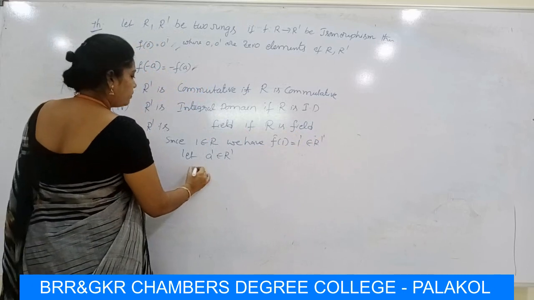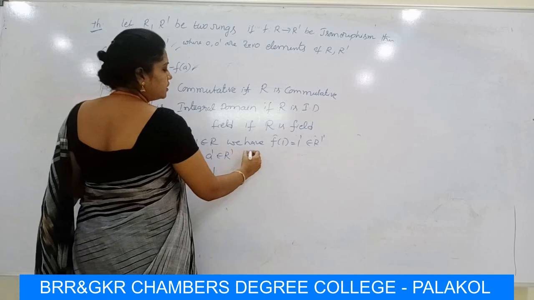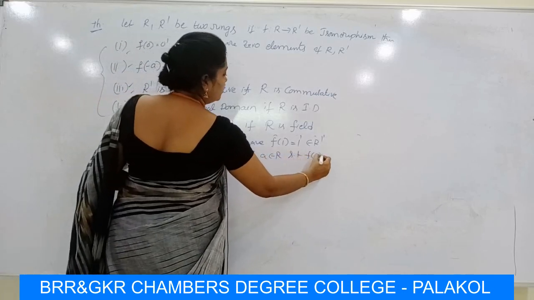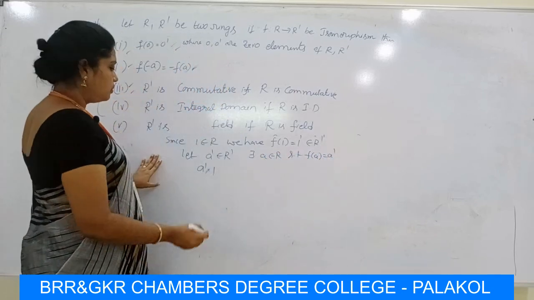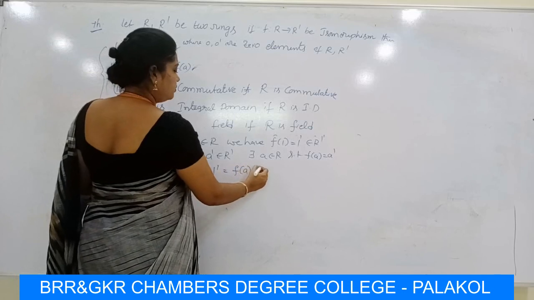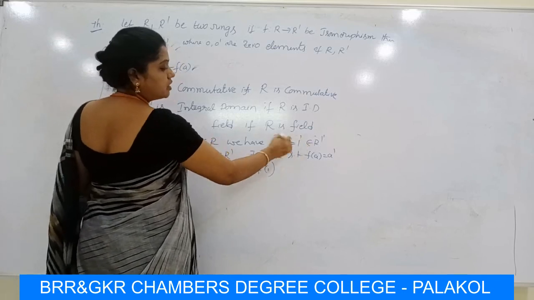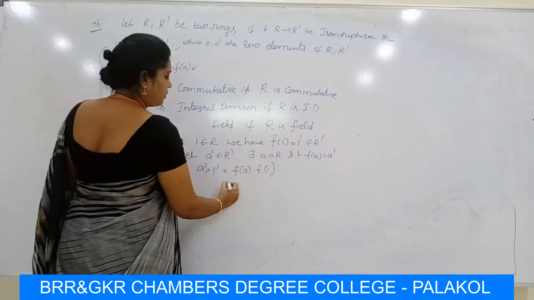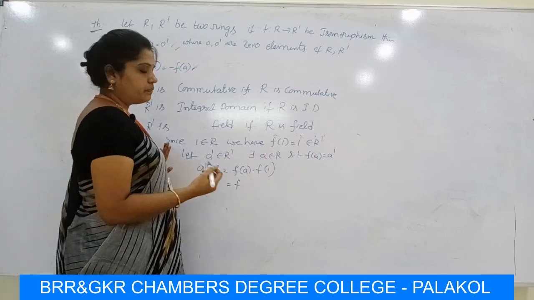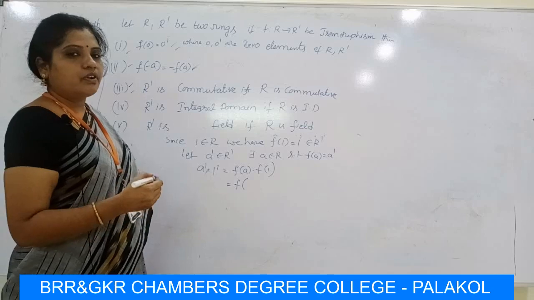Now a' into 1'. Here a', then there exists an element a belonging to R such that f(a) is equal to a'. So a' into 1' is equal to f(a) into f(1), because here 1' is f(1) and a' is f(a). f is a homomorphism. So by the definition of a homomorphism, second condition, f(a) into f(b) can be written as f(a·b).